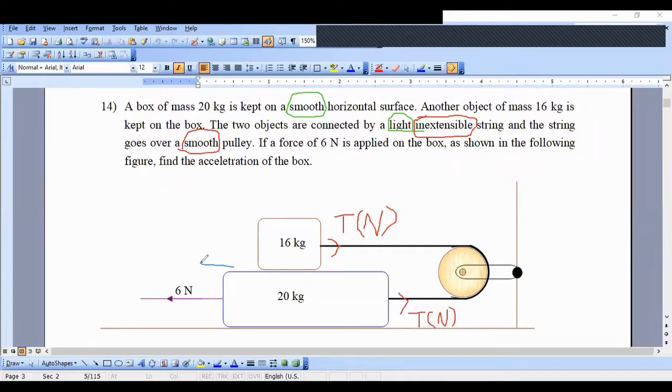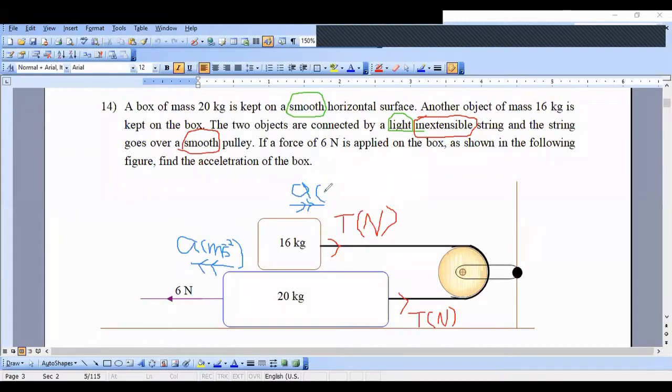If this 20 kg object is moving to your left-hand side with an acceleration of simply a, what should be the acceleration of this 16 kg object here? Yes, simply a. You see this 16 kg object is connected to the 20 kg object. Very good. So if the 20 kg object is moving with an acceleration of a, the 16 kg object should also move with the same acceleration.